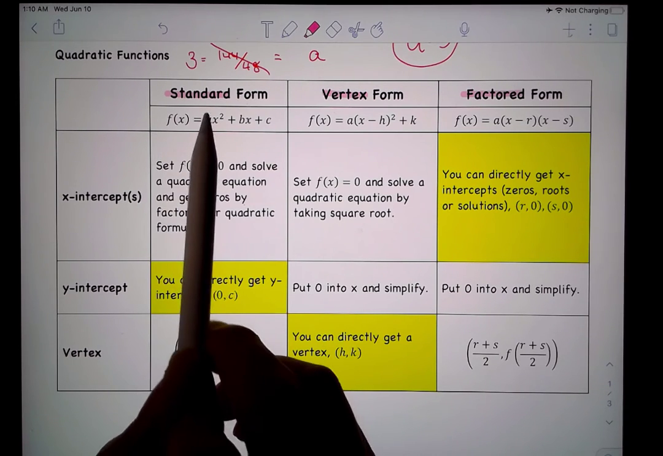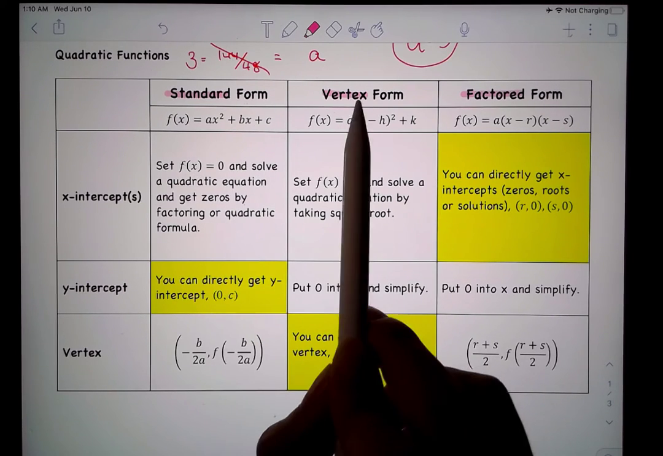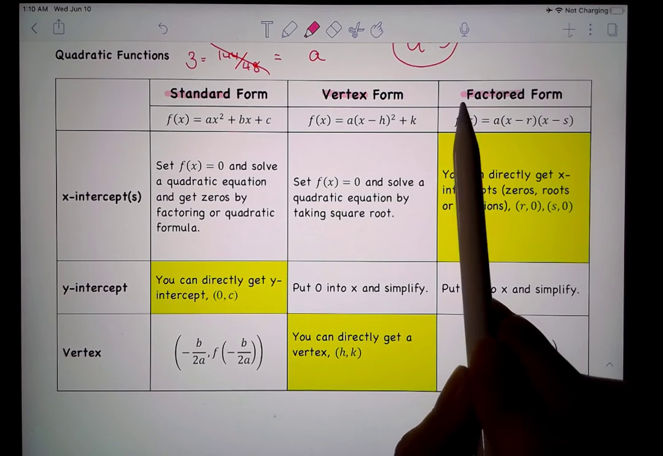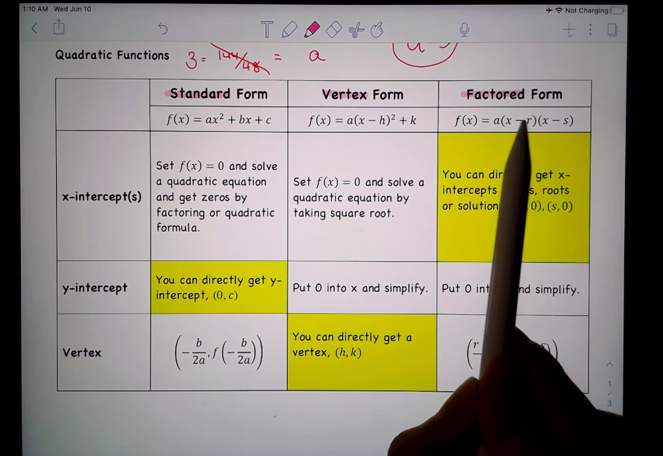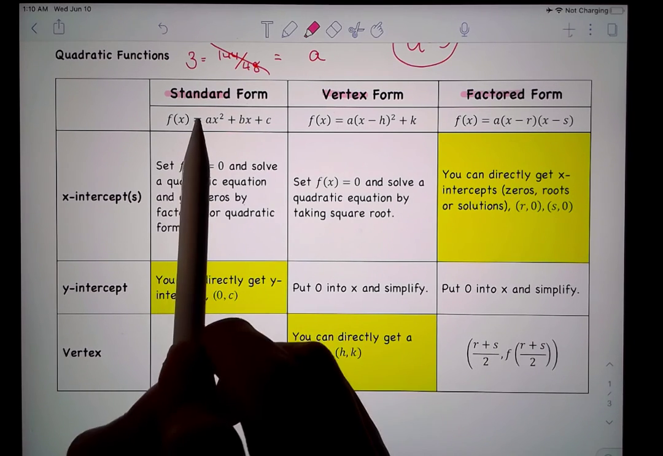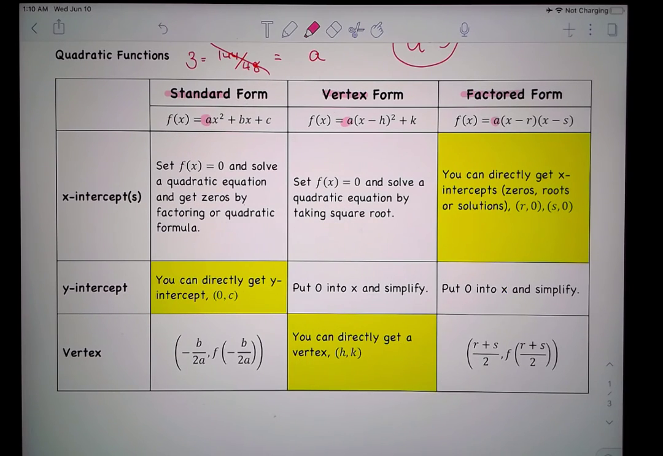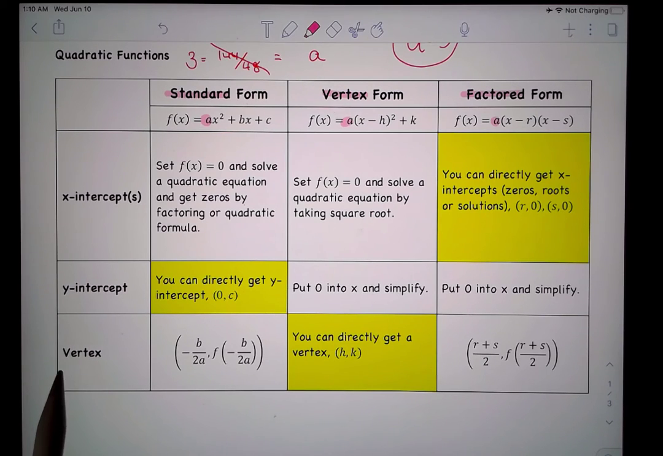So f of x's standard form is ax squared plus bx plus c, right? That's the standard form. And vertex form looks like this: a(x minus h) squared plus k, right? And factored form is a(x minus r)(x minus s). So that is factored form. And this a decides whether your graph opens up or down, right? A decides the shape, open up or down. And guys, from each form, you're supposed to find the x-intercepts, y-intercept, and vertex.